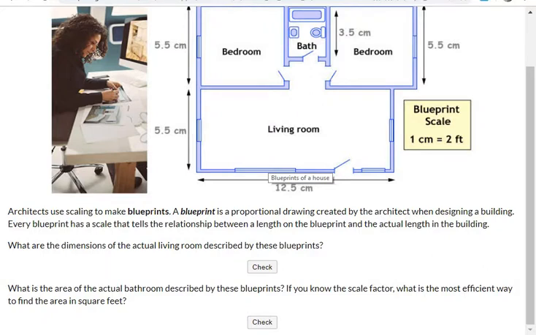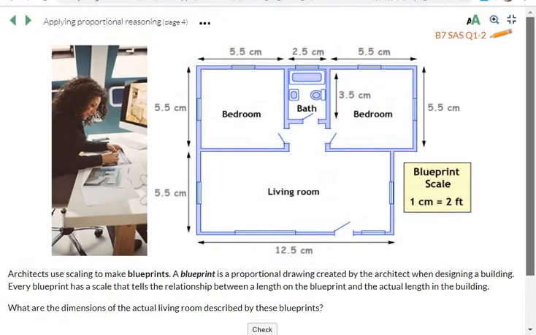Number 2, they want you to find the area of the actual bathroom. How do you find area of a rectangle? Length times width. Okay? Well, is this the actual length and width of my bathroom? No, this is my scale drawing. So first I would have to find my actual length and width. Then I would be able to find my area.